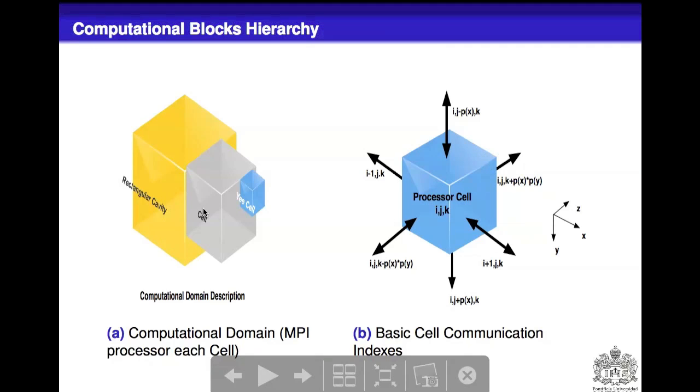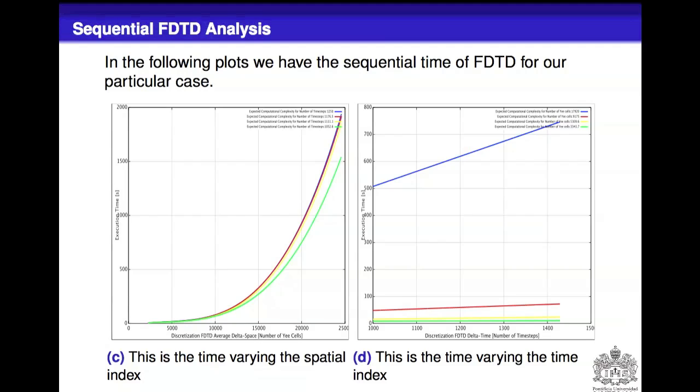And this structure is the processor cell, or the gray cube here, that obviously shows the 6 neighbors that should be taken into account in the Y, X, and Z axis, 2 per each axis. Okay, this is the basic description of it. And to describe it in detail, first we have to take the sequential description.